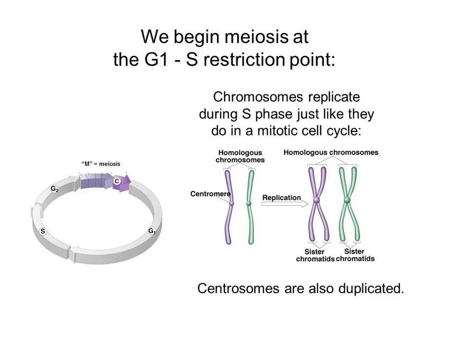So let's start the cell division process. In germline cells, they would essentially go through G1, the chromosomes would become duplicated in S, and the cells would enter G2, and then the cells enter M phase, but this time they're actually going to go through meiosis.